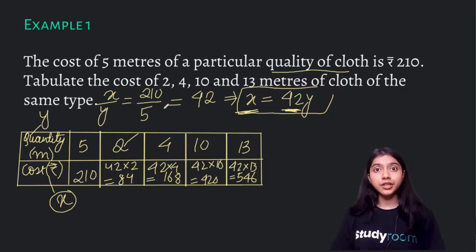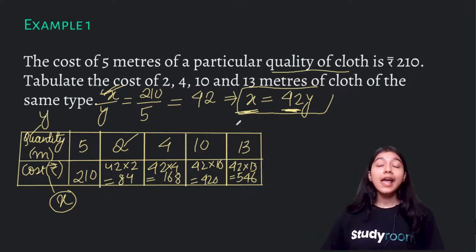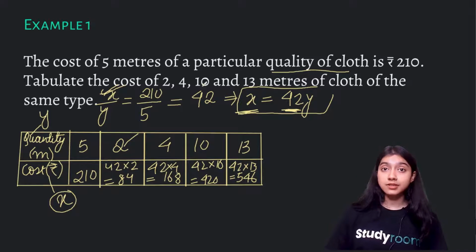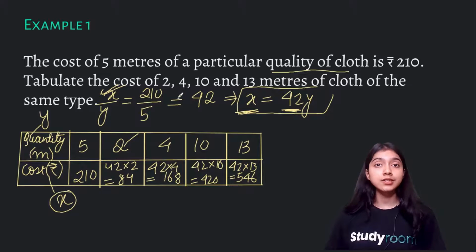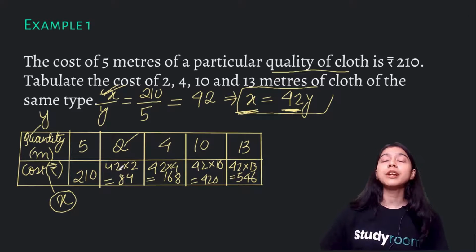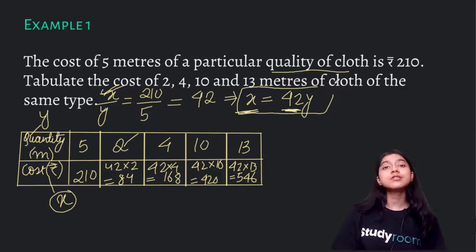The only important thing to remember is to calculate the ratio of the two variables and then multiply by this constant, because the ratio in a direct proportionate relationship comes as a constant. So this constant needs to be multiplied with each and every value of variable y in order to get the corresponding value of variable x, which is cost.